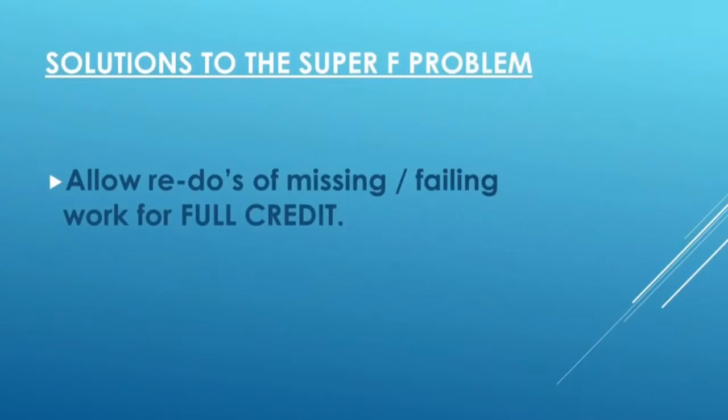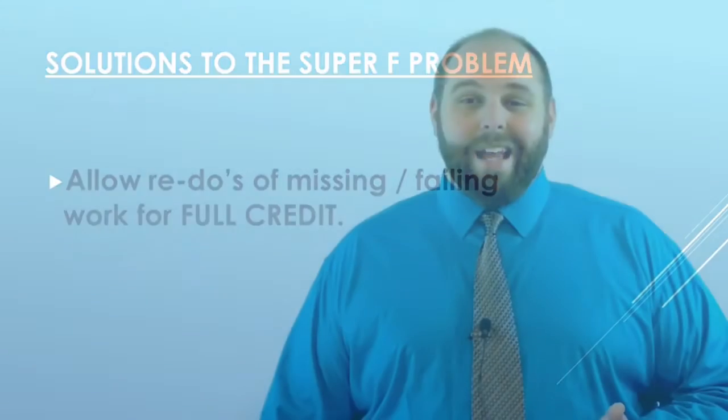Now, you may be saying that the easy solution for this is to allow students to make up or redo assignments they've received zeros for. This certainly helps, but the likelihood that a struggling learner, the ones we're trying so hard to reach, would only receive one Super F is not very high. More than likely, they're going to have more than one.